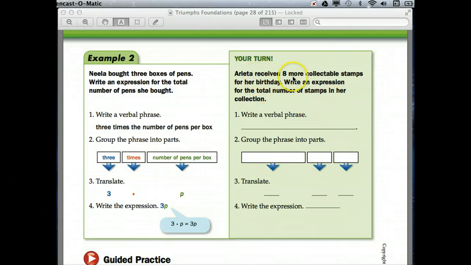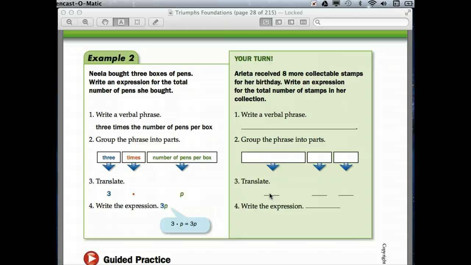So, Arletta received 8 more collectible stamps for her birthday. So, write an expression for the total number of stamps in her collection. So we can say we're going to start with number of stamps plus 8. So now let's put that group into parts. Number of stamps plus 8. So what are we going to use to represent number of stamps?